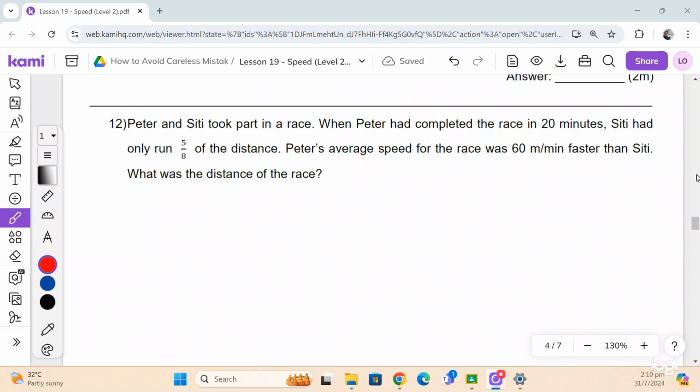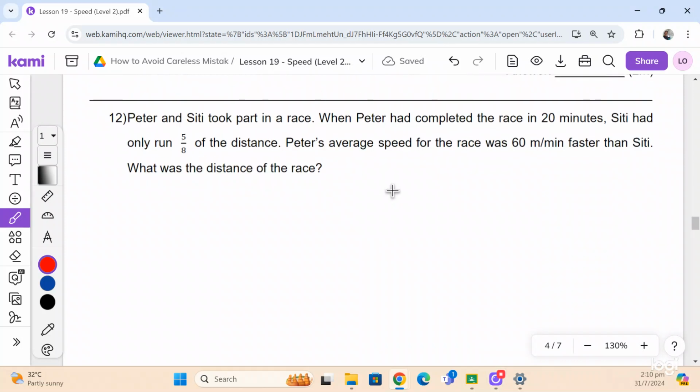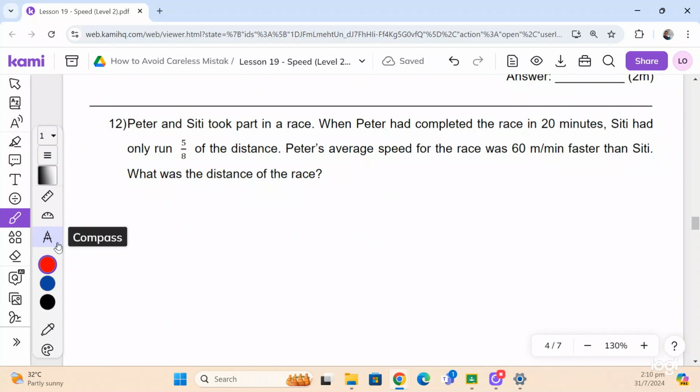Now you can see that Peter and City took part in a race. When Peter had completed the race in 20 minutes, City had only run 5/8 of the distance. So who is faster in this question? That's why you always need to ask yourself when you see a speed problem. You need to think about who is faster, which is Peter, and City is slower because City hasn't completed the race yet. And Peter's speed was 60 meters per minute faster than City.